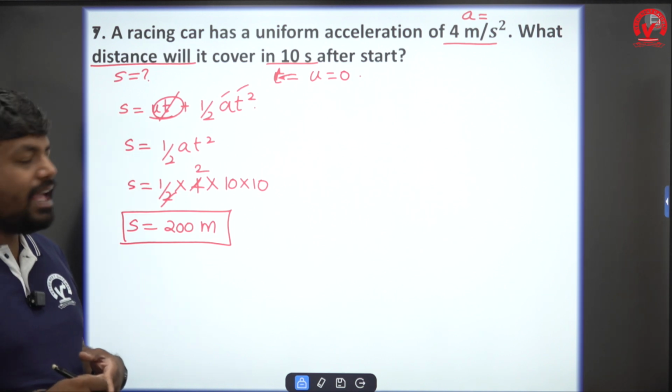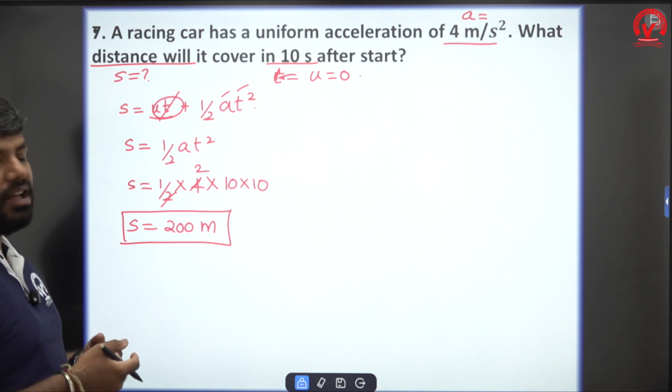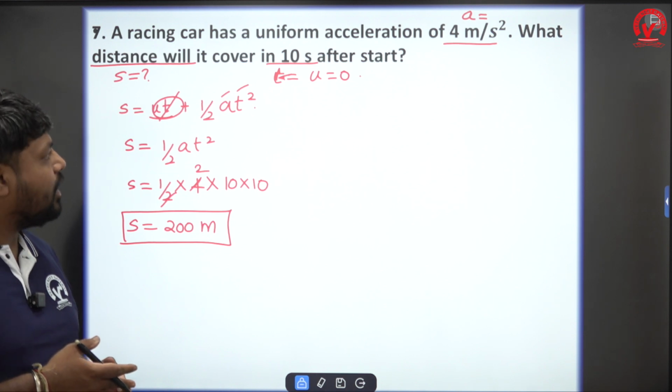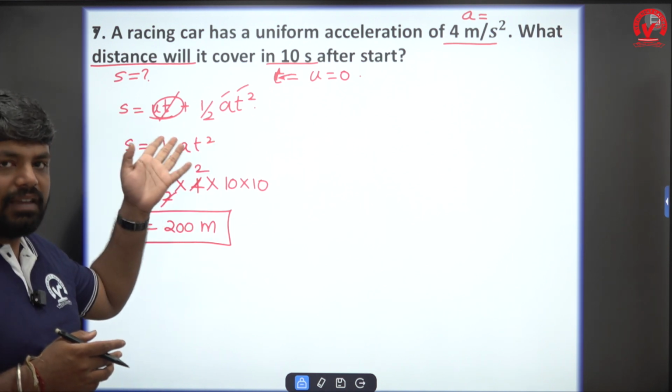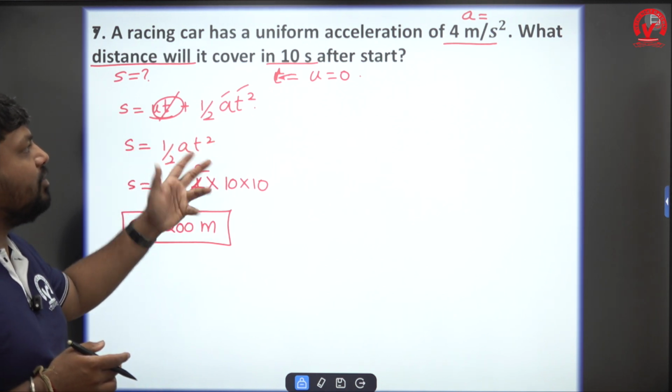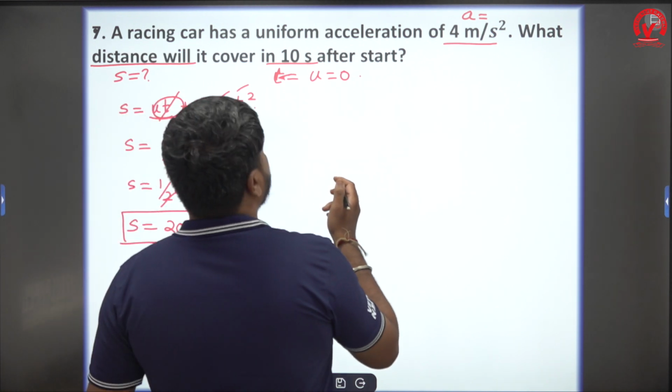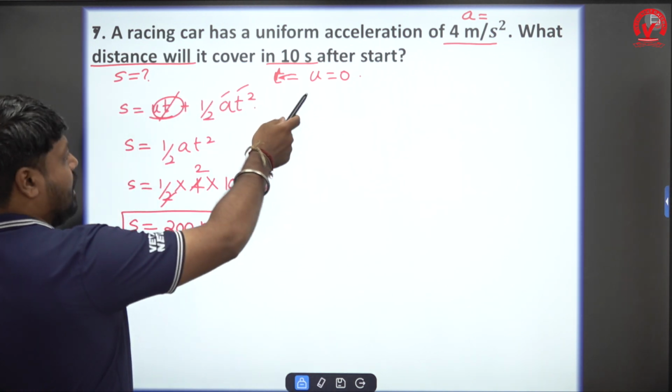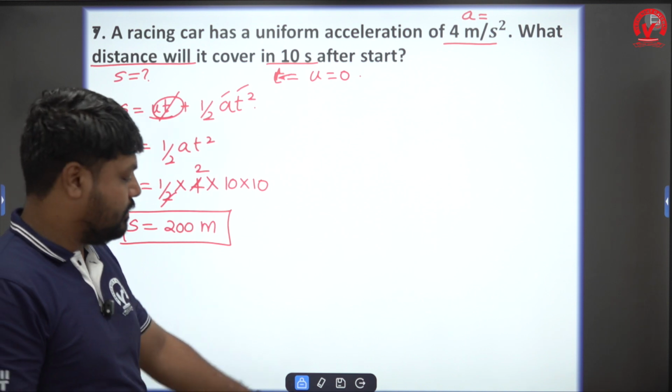Okay, so they didn't tell you that the racing car starts from rest. So you should consider the initial velocity not given. Without the initial velocity given, we are still able to find that. Okay, so take u as 0 here.